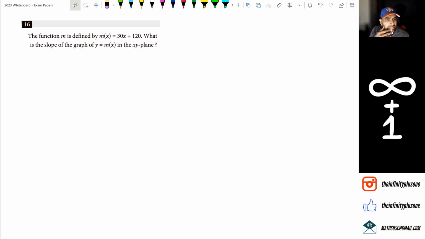Question 16 is defined by this. What is the slope? Oh, we've got no more multiple-choice questions. Okay. What is the slope of the graph y equals m(x) in the xy plane? Now, I don't know why they do this, and I don't know why they would put m as a function.